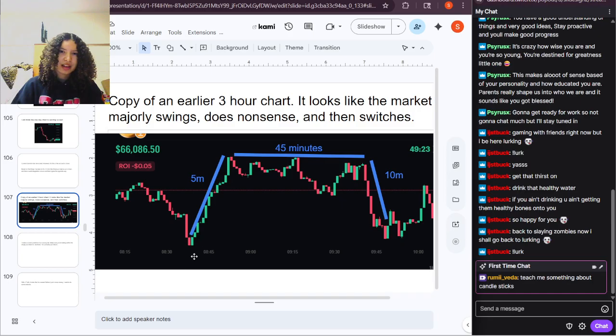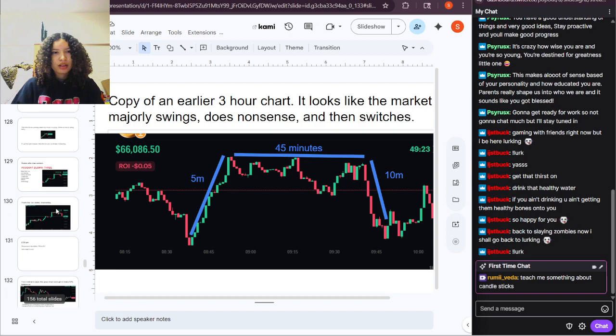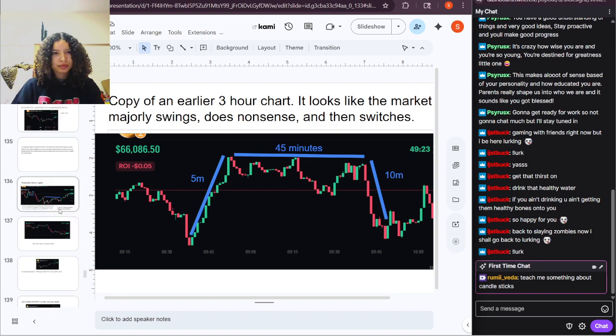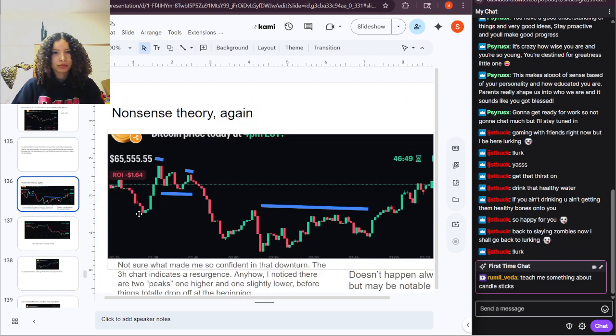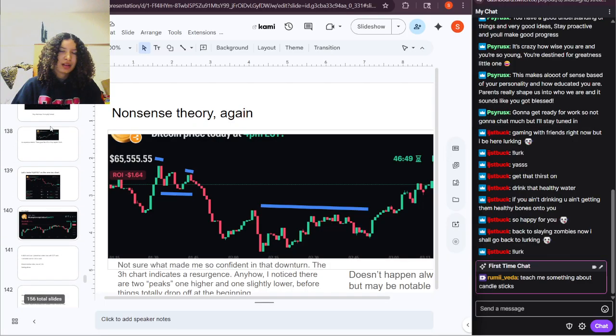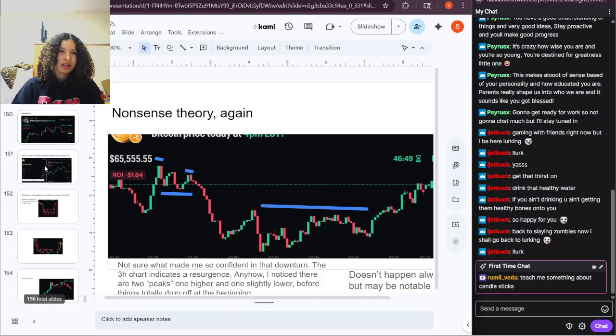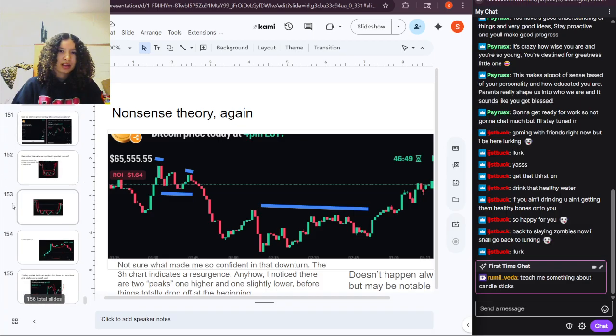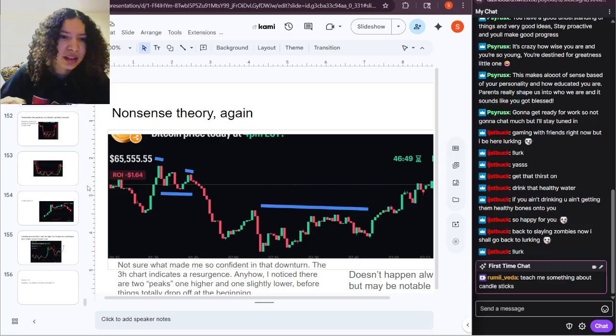I've noticed that usually when there's a big up spike, there's a bunch of up and down nonsense before boom, like all the way back down. I've noticed that a couple times now. Up, little bit of nonsense, and then down. Usually it's like 5 or 15 minutes, but it could be up to 45 minutes. But usually it reverses.